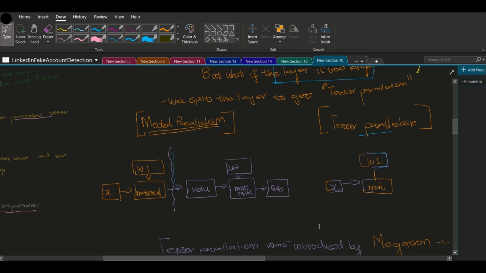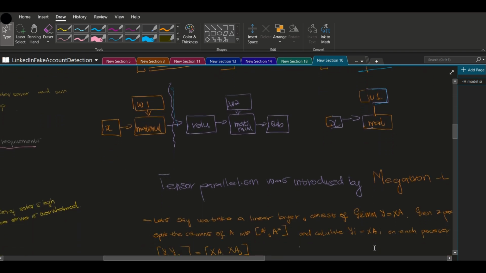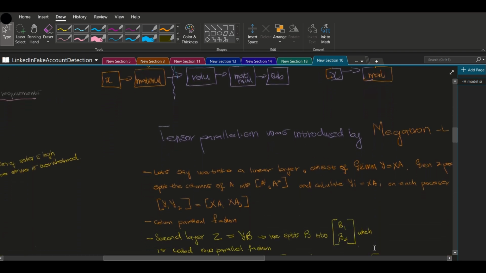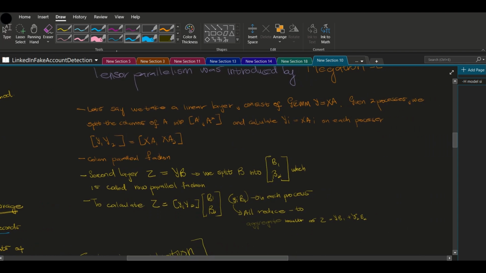So scrolling down, like I said, this technique was introduced by NVIDIA, and you can check the paper, it's called Megatron. But I'm going to sum this up with a good analogy. You can think of it like we have a model which is Y = XA, and essentially we split this A into columns. So we have A1 and A2. We split this into the number of processes.